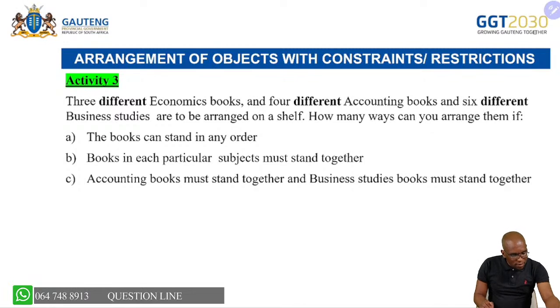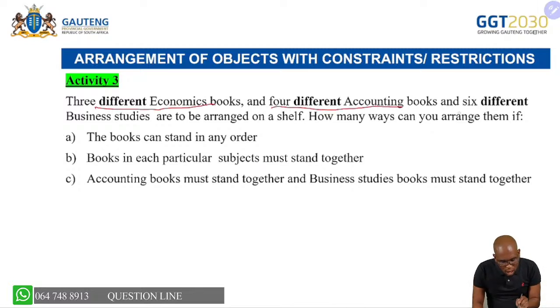We have 3 different economics books, 4 different accounting books, and 6 different business studies books. Now we are on the commerce books, to be arranged in a shelf. How many ways can you arrange them if the books can sit in any order? So that is the first one. They can sit in any order.